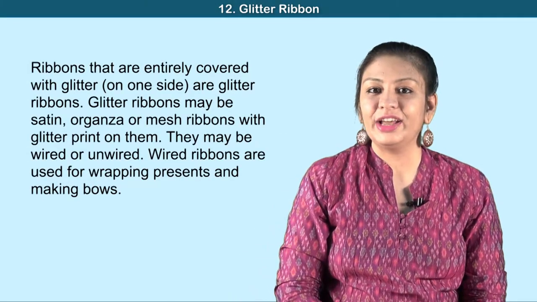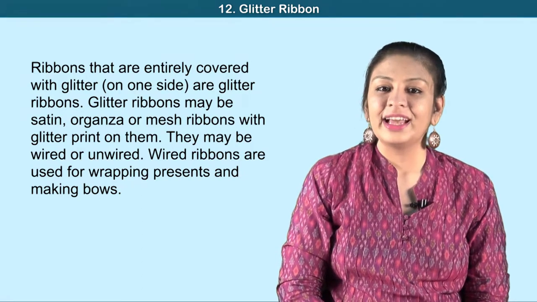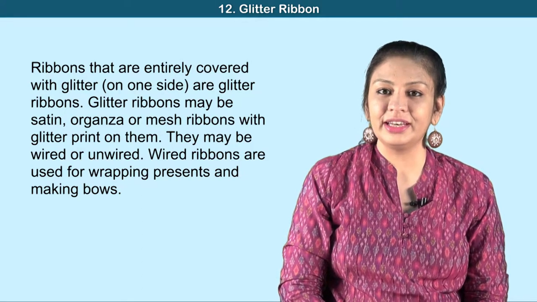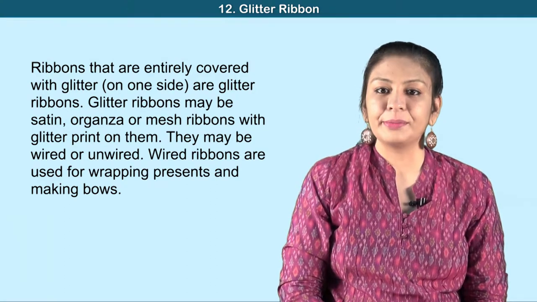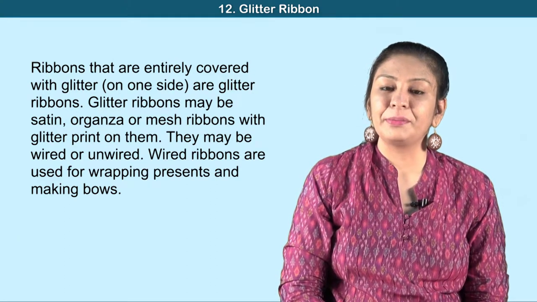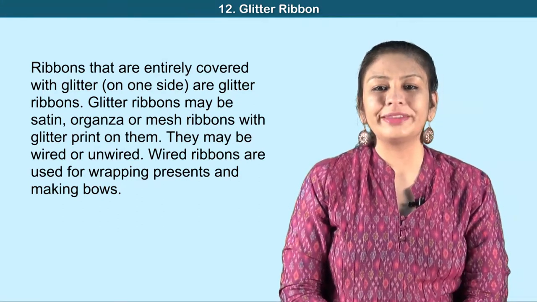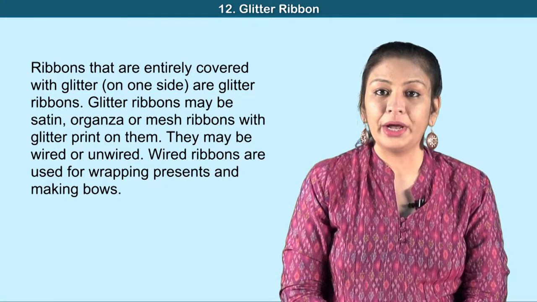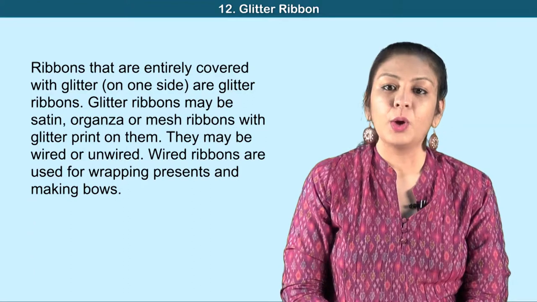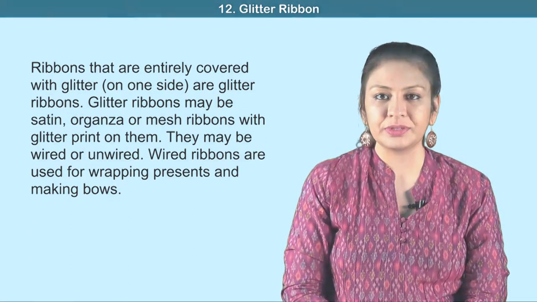The next category of ribbon that we are going to discuss are glitter ribbons. Ribbons that are entirely covered with glitter on one side are called glitter ribbons. Sometimes glitter ribbons might be satin, organza, or mesh ribbons with glitter print on them. Glitter ribbons may be wired or unwired. Wired ribbons are used for wrapping presents and making bows.